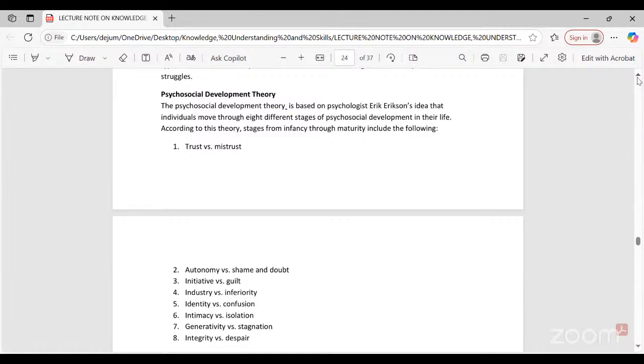Let me put it here. The first 5 stages are meant for children from age 0 to age 18: trust and mistrust, autonomy versus shame and doubt, initiative versus guilt, industry versus inferiority, identity versus confusion. These first 5 stages are from age 0 to age 18. From age 0 to age 1 is the first stage, which has to do with trust and mistrust.